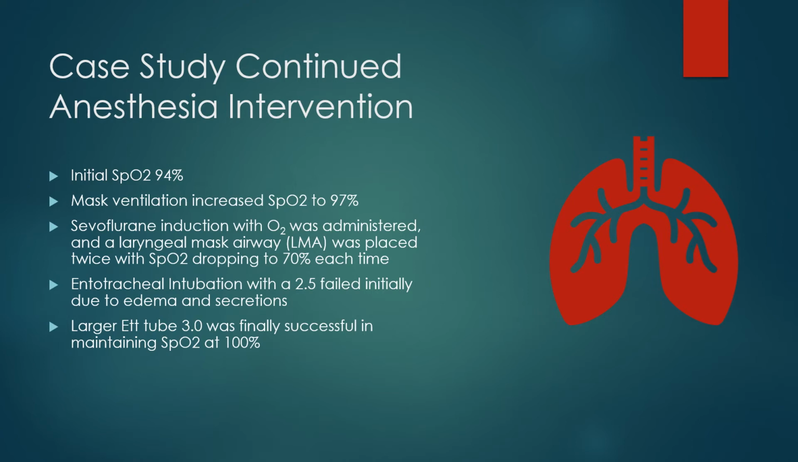Finally, they tried to place a breathing tube in, and they chose a number 2.5 and failed initially due to the edema in the pharynx and larynx, as well as secretions. So they bag masked her again and were able to bring her sats up, and they proceeded to place a larger ET tube, number 3, and were successful and were able to bring her sats up to 100%. They then proceeded with the surgery.